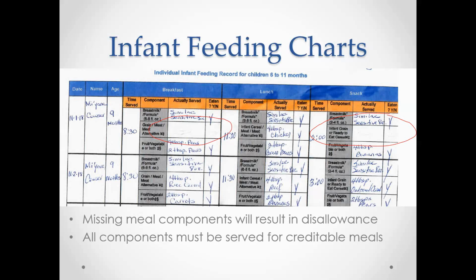If you serve the full meal and the child doesn't eat, you would just put a no there. There's no reason not to fill it out. So again, all components must be served for creditable meals. So we always have to serve each component on these feeding charts.